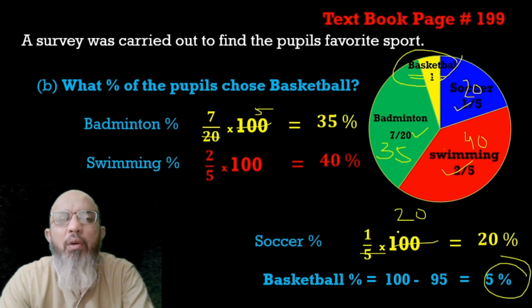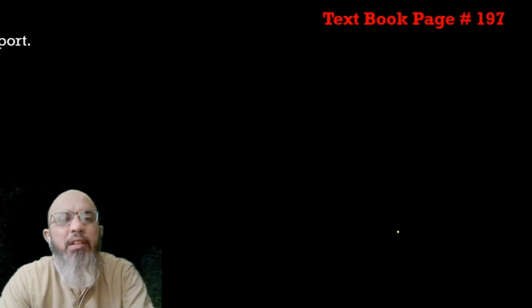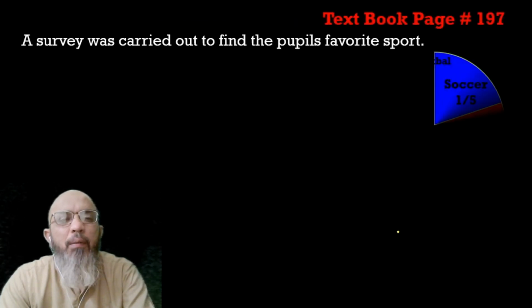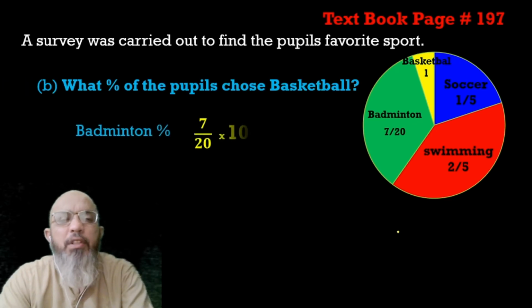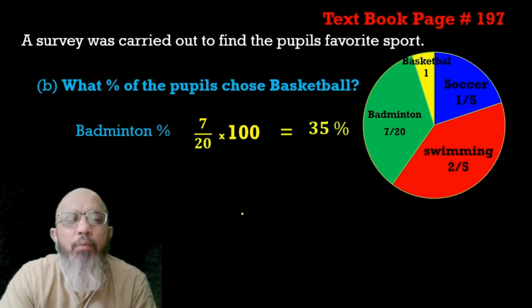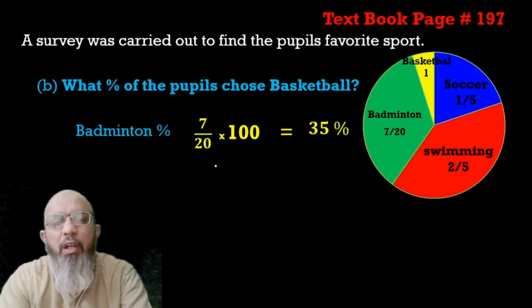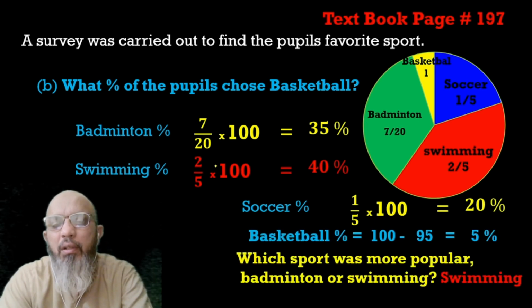Right? So now come to the next question. That is again from your textbook, page 197. The same question, the last part of the question: what percentage of people in the class choose basketball? Okay, so badminton, we already did this one, swimming and soccer, and this one.